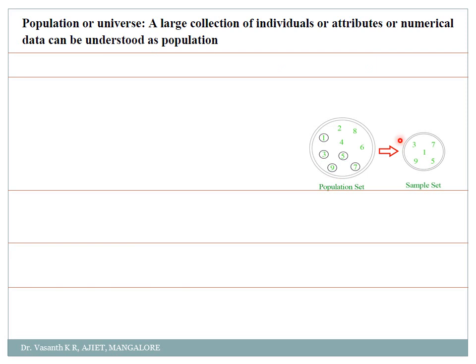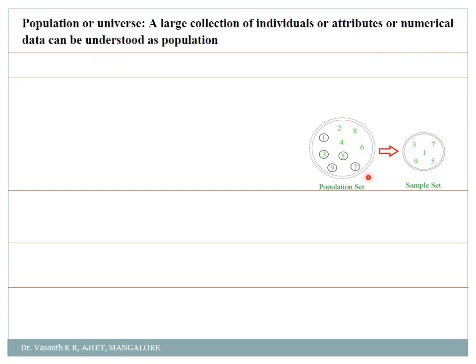First thing, population or universe. Normally when you hear the word population, what comes to your mind? The group of people present in an area. We say the population of India is this much and the population of China is this much, correct? That is population in general. But in terms of sampling theory, population is a large collection of individuals, attributes, or numerical data.